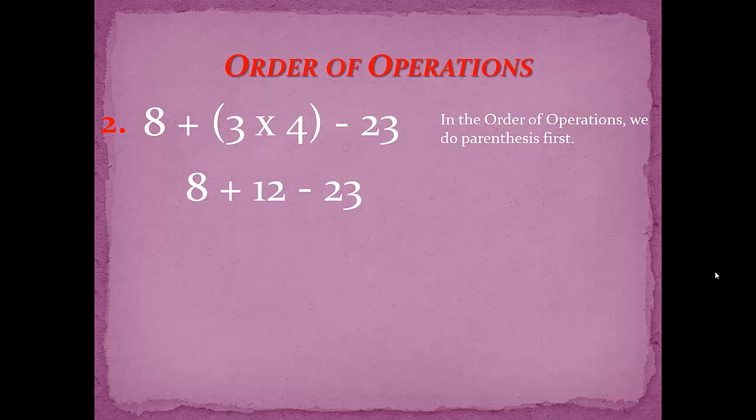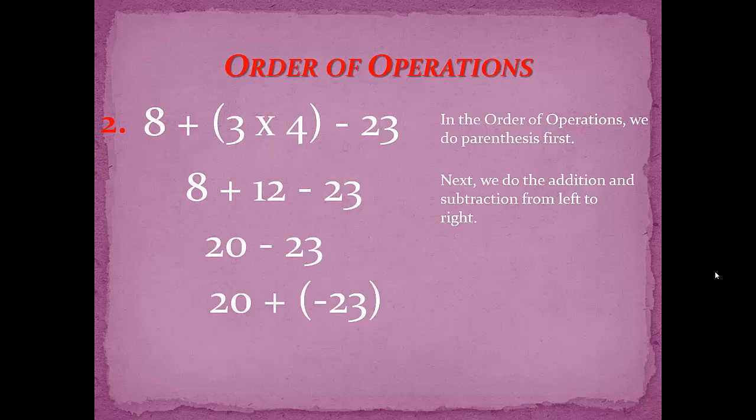We also do not have any more multiplication or division, so we'll go ahead and move on to addition and subtraction. We're going to do the addition and subtraction from left to right. So we have 8 plus 12, which is 20, and then we have 20 minus 23, which is the same thing as 20 plus -23, and 20 plus -23 is -3.